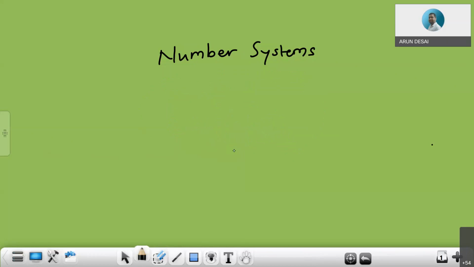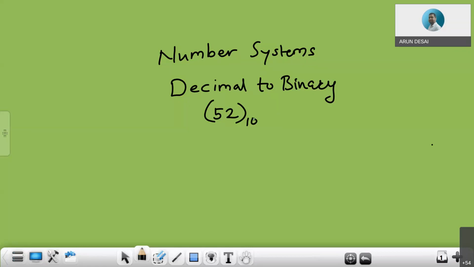Now, decimal to binary. Convert this number to binary. How to? Again, it has two, three different methods. Just tell me those methods, how to convert a decimal number into binary.